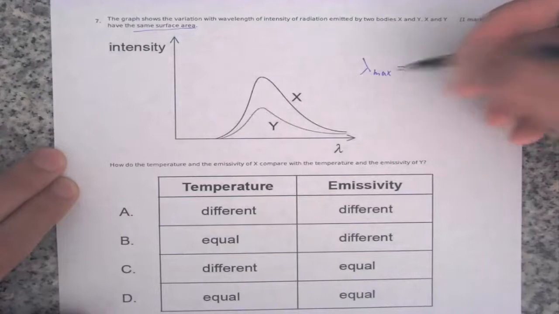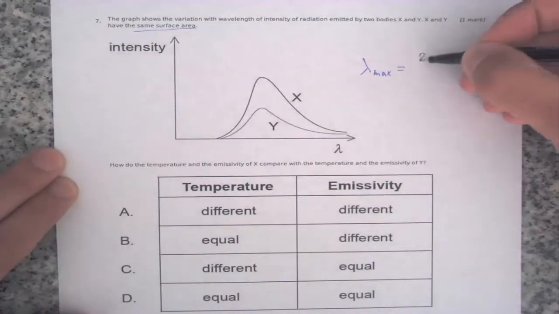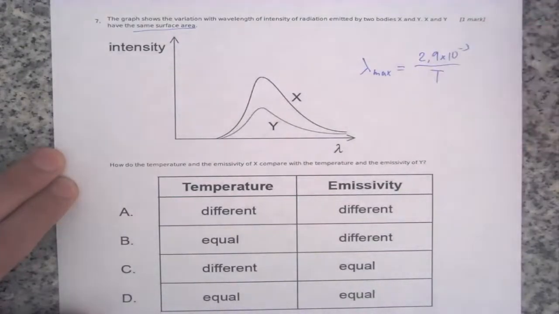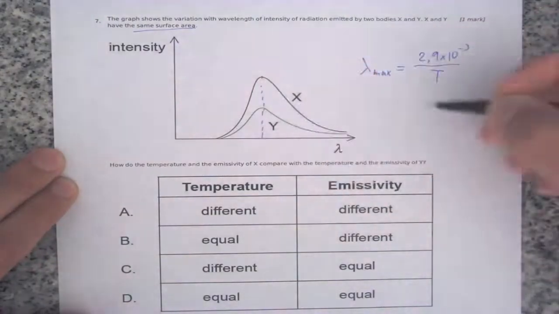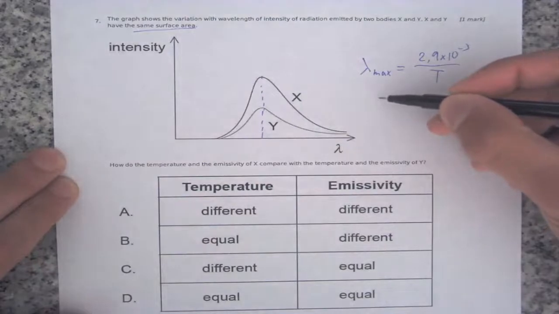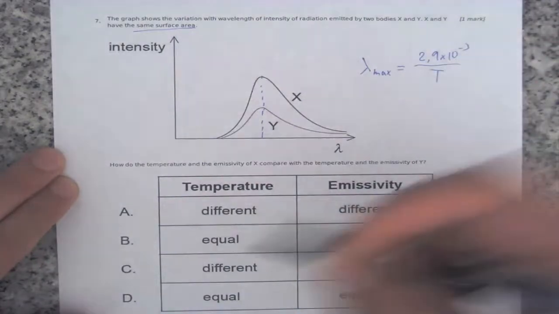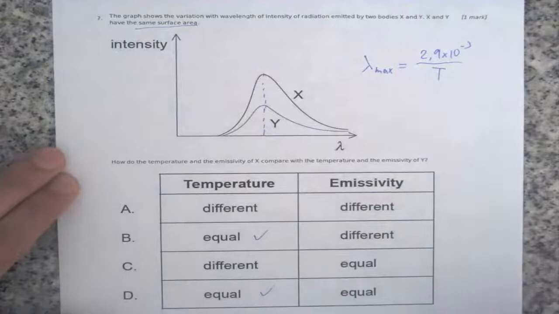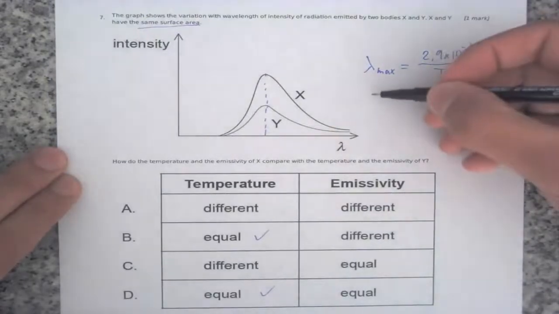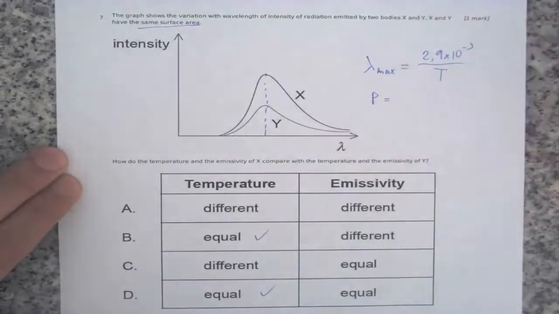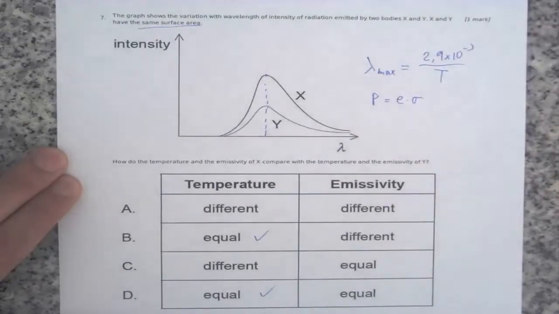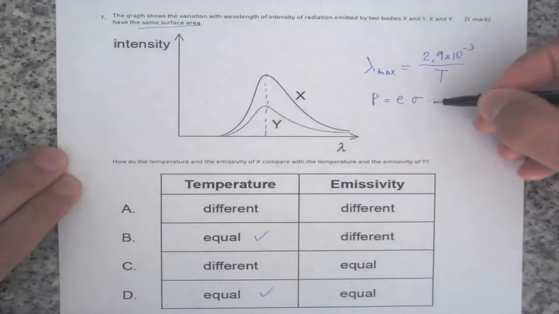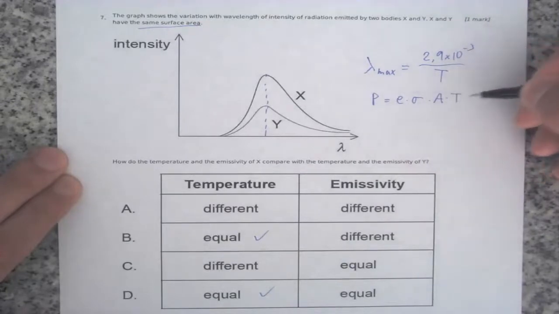Now the peak wavelength is given by this formula over the temperature. So you see for X and Y, both peak wavelengths are the same. So if you have the same wavelength, you have the same temperature as well. So temperature is equal. And now about the emissivity, there is a formula for gray bodies that says that the power emitted is equal to emissivity times sigma, the Stefan-Boltzmann constant, times the surface area, times the temperature to the power of 4.